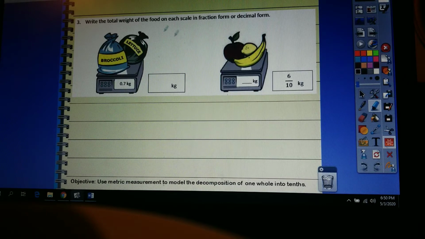All right, let's look. It says, write the total weight of food on each scale in fraction form and decimal form. So we have broccoli and lettuce. Hopefully we're eating our vegetables, and hopefully we're eating our fruits. Oh, I love lemon in my water. And we have bananas and apples. I like Fuji apples. They're my favorite. Okay, so we have broccoli and we have lettuce on the scale. And it's 0.7, decimal point 7, which would be 7/10. Okay? 7/10.